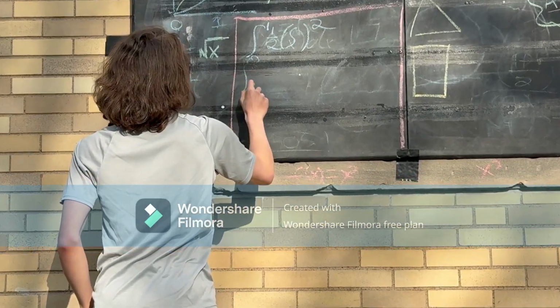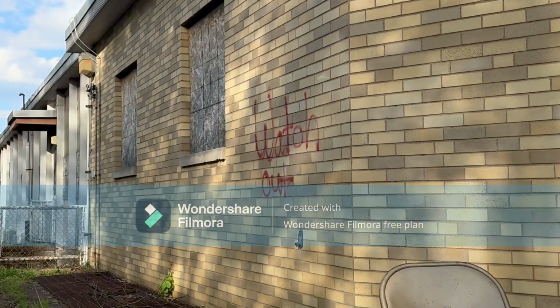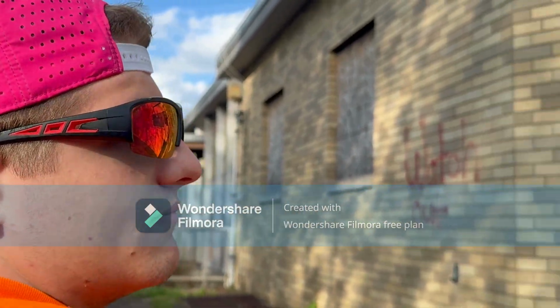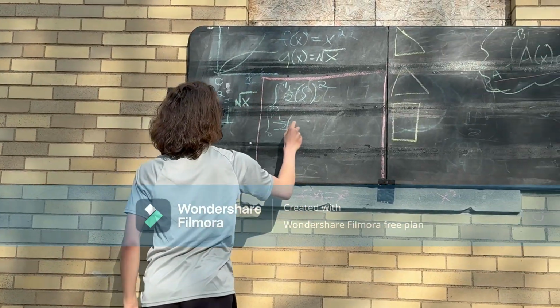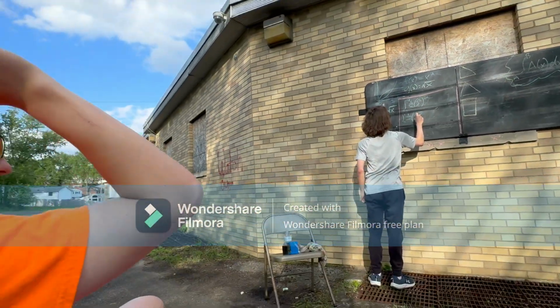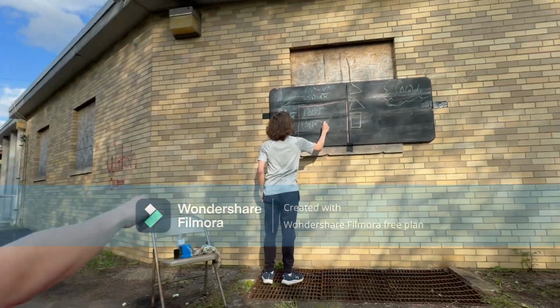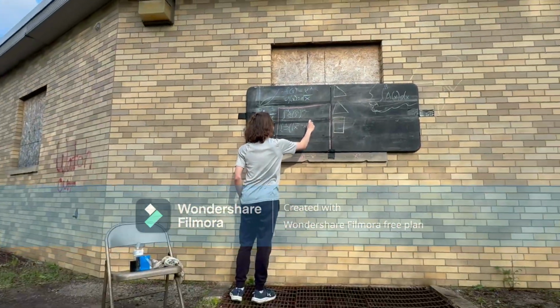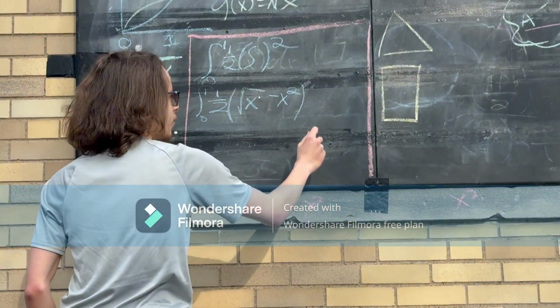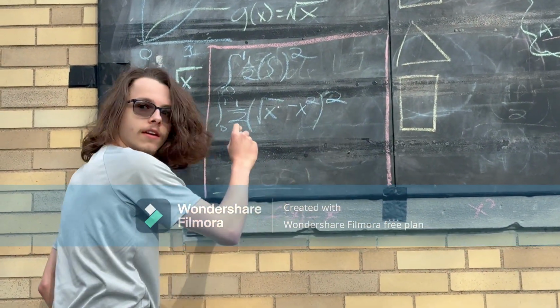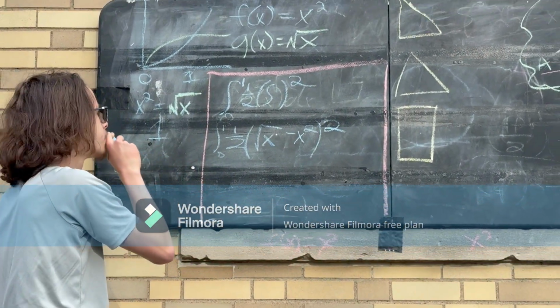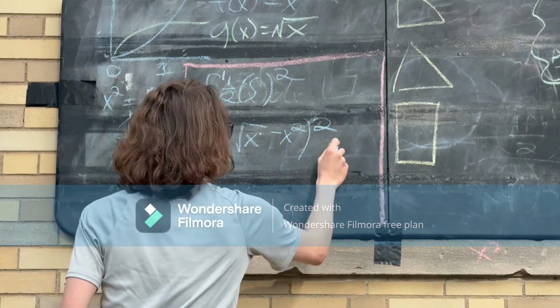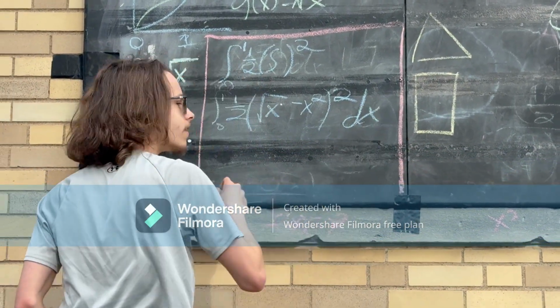So we have from 0 to 1, 1/2 the side, which is top minus bottom. So that would be square root of x minus x squared. Quantity squared. Is that correct? You're missing one thing. There you go.